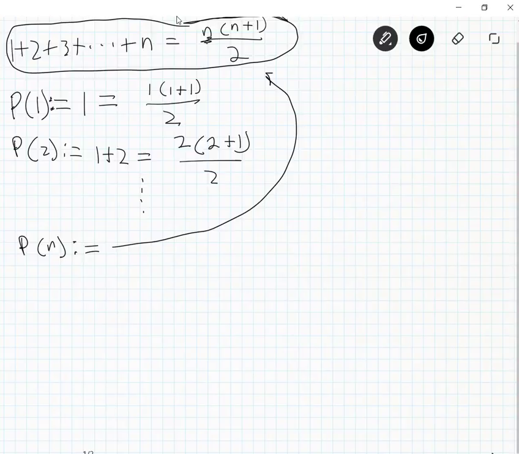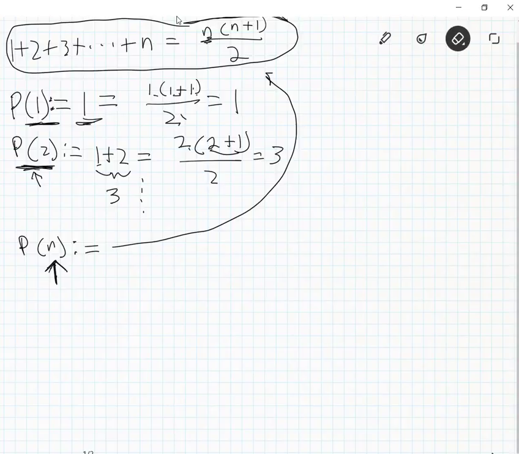We know P of 1 is true because 1 times 2 is 2, divided by 2 is 1, that's equal to 1, that's true. Let's check P of 2, is that true? This side is 3. And this is 2 times 3, that's 6 over 2, that's 3. So yes, P of 2 is true. But we don't know if it's true no matter what n we plug in. So we're going to use the principle of mathematical induction to prove it.